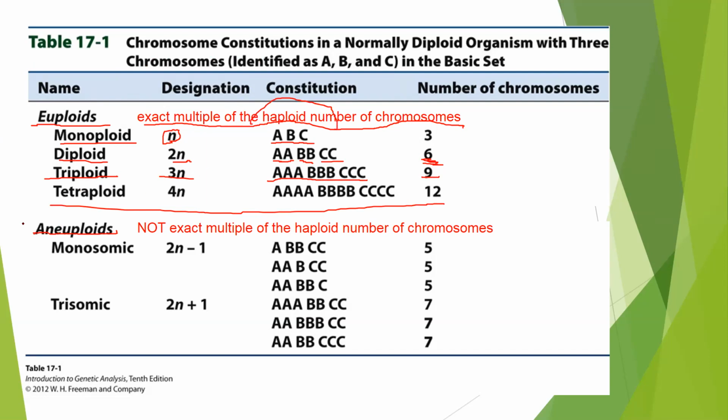But if we look at the aneuploids, that's different. Usually this involves 1 chromosome missing, which is 2n minus 1, or 1 chromosome extra. So this is the trisomic, 2n plus 1. So this is like a monosomic chromosome A, right? And this is the trisomic B here.